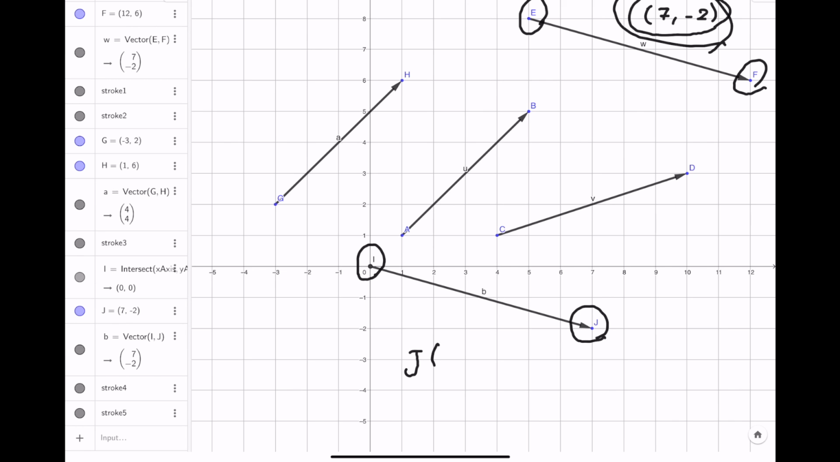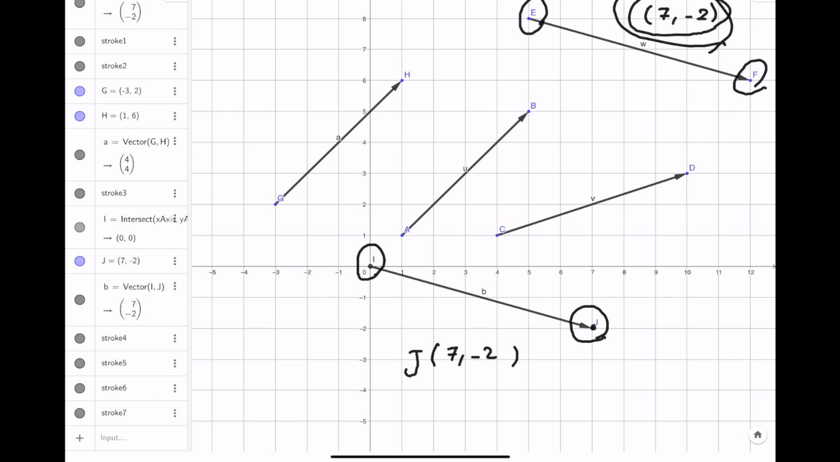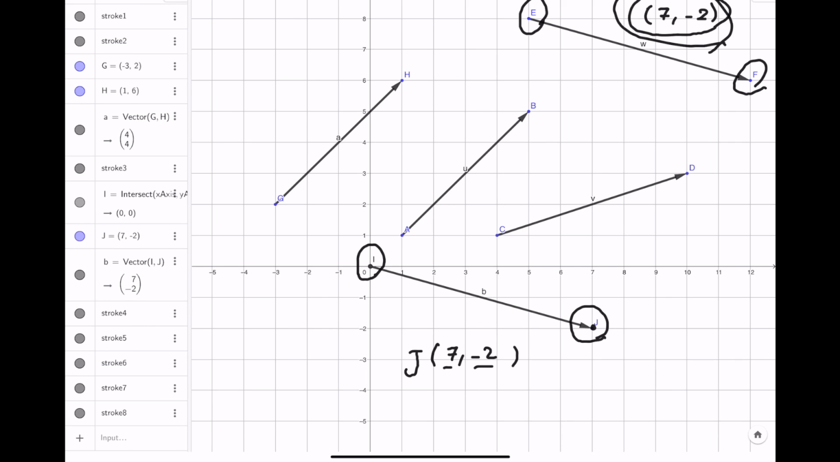What are the coordinates of point j? Yes? 7 and minus 2. So that is the only case. So you see, if I draw the vector from the origin, the final point has the same numbers as the vector. Yes? Be careful.